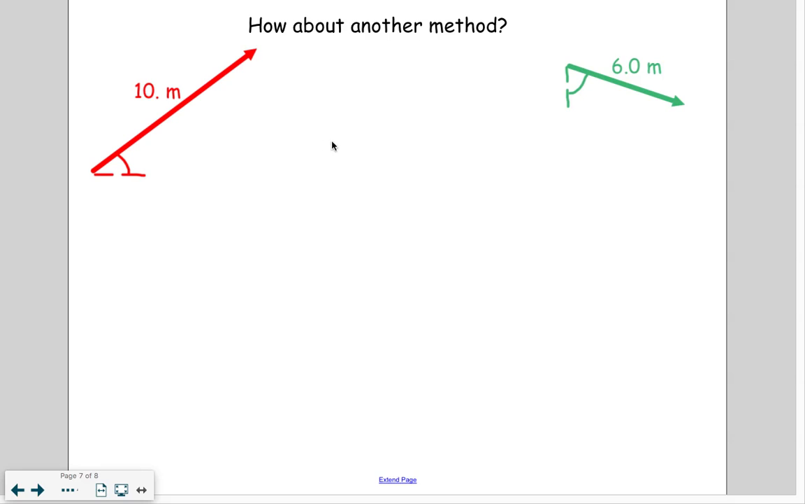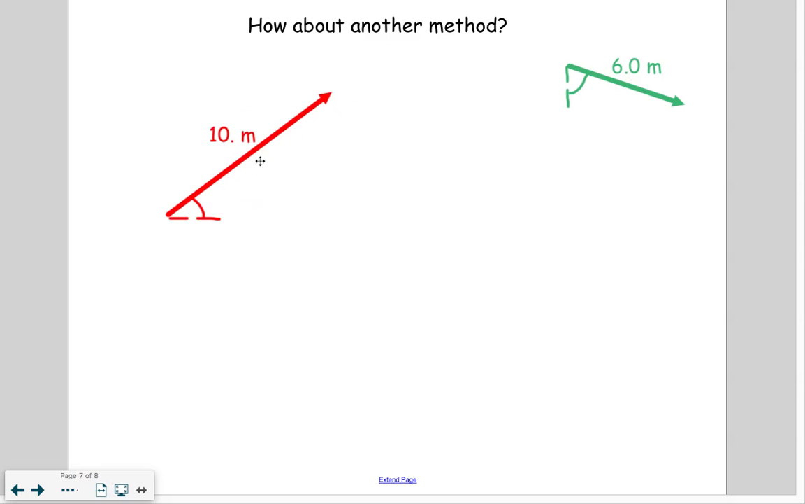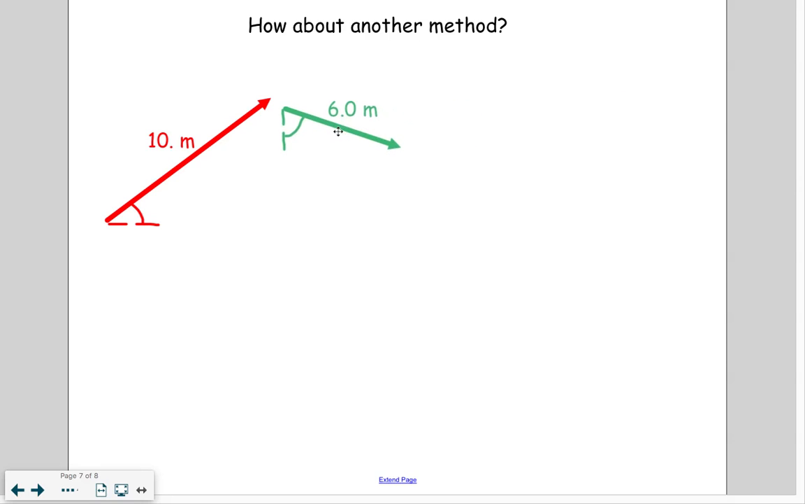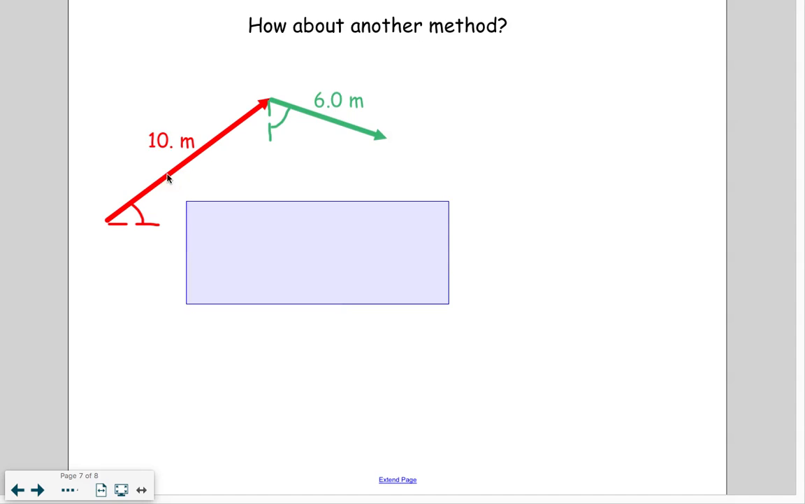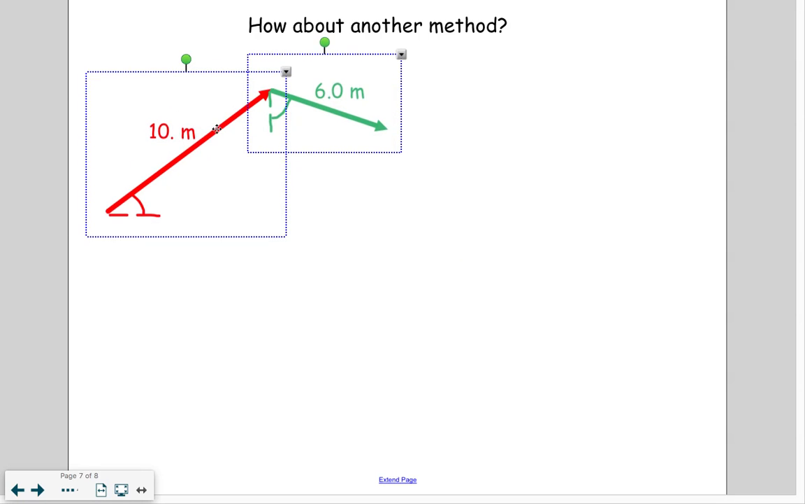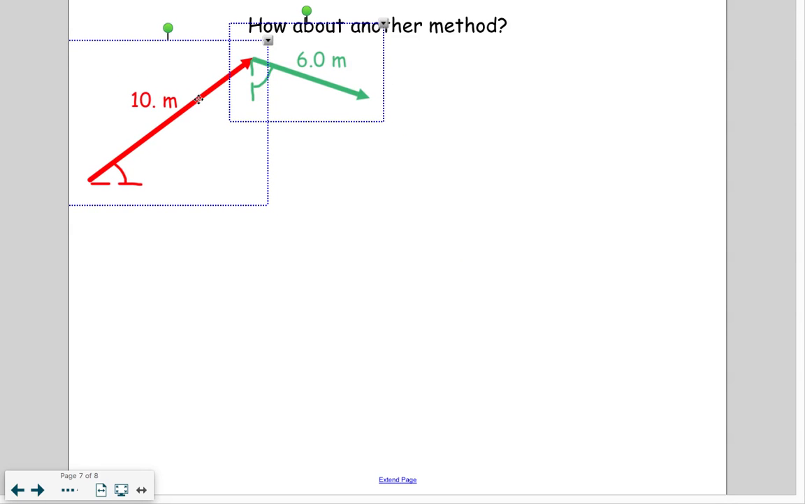So here's what's going to happen with these. You can only do this method, first of all, if you only have two vectors. You could technically do it with more, but you're just going to have to do it multiple times. With this method, we're actually going to draw these tip to tail instead of drawing them separate. So I'm going to be drawing these completely combined together.